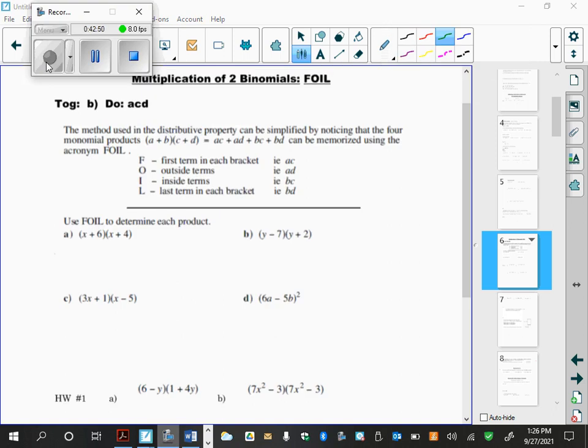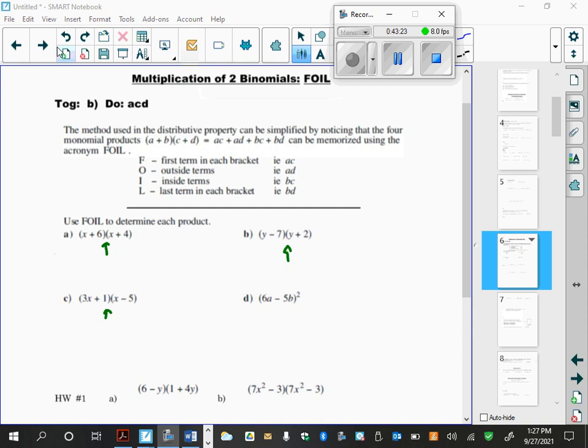Okay, FOIL time. This used to be in the grade 9 curriculum, so some of you have done it. It's now in grade 10 curriculum, and it's just like grade 9, where instead of 2 arrows, you're going to have 4 arrows when you have a binomial times a binomial. Now notice that these questions are multiplied because there's no addition or subtraction signs in between the binomials. They're brackets, and brackets mean multiply. Okay, so let's do B first.